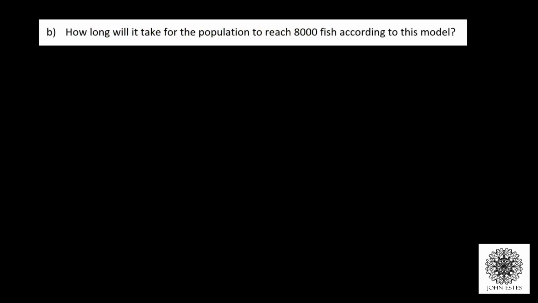For part B, we ask, how long will it take for the population to reach 8,000 fish according to this model? It's the exact same thing. We're going to set 8,000 equal to 1,000 times 2 to the t over 3 power and solve for t. If I divide both sides by 1,000, I get 8 equals 2 to the t over 3 power. This is an exponential equation, but we can work it out because I can equate the bases, since I know 8 is the same thing as 2 to some power.